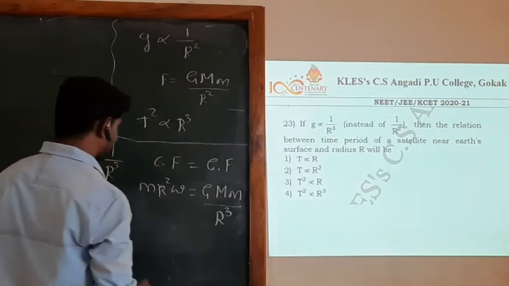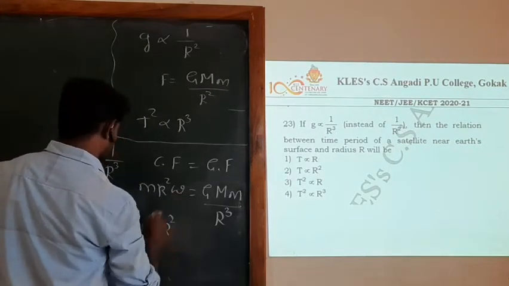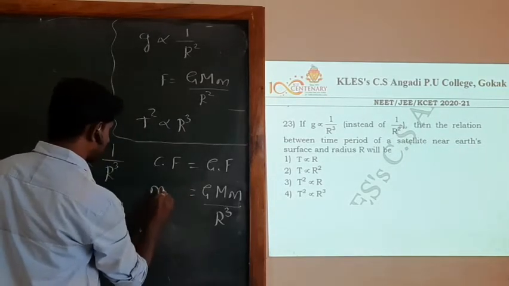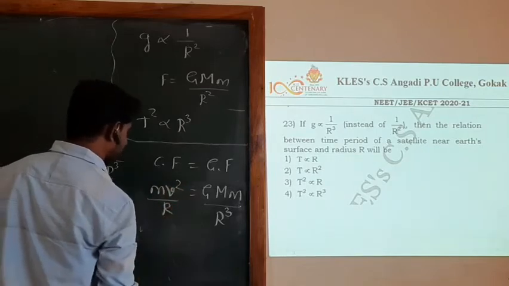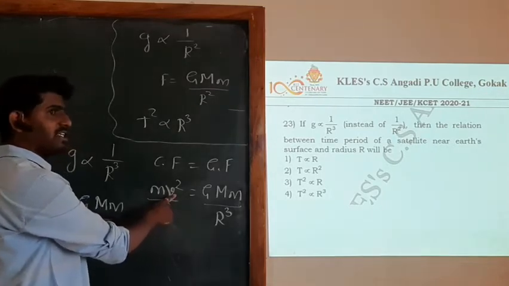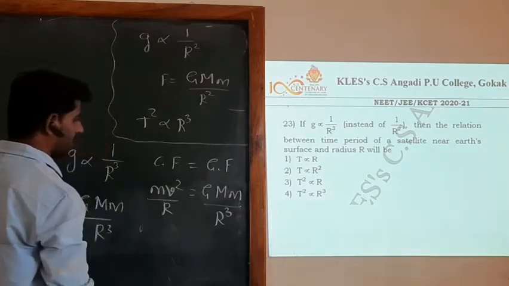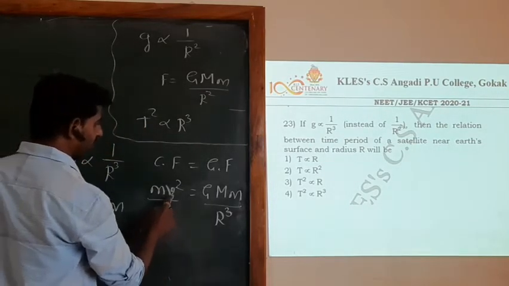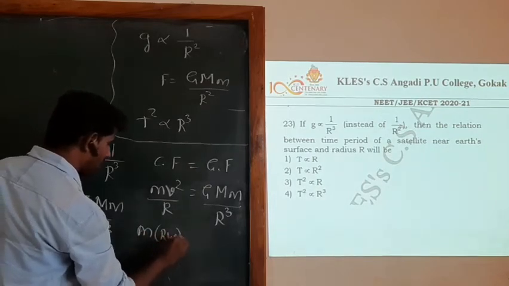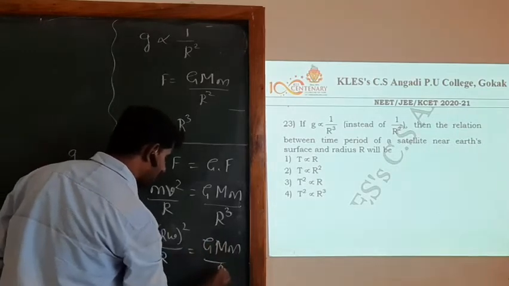Okay, let us see. The centripetal force is mv square divided by r. I want to write the v value in terms of angular velocity. Why write the angular velocity? Because we want to get the T term. Omega is equal to 2 pi by T. So what is the relation between v and angular velocity? v is r omega. So m r square omega square divided by r is equal to GMm divided by r cube.